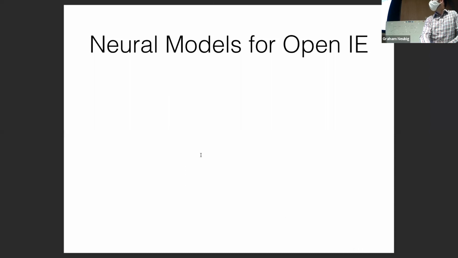There are also neural models for OpenIE. Because heuristics are still not perfect, you can get things like parsing errors, or you can have issues with things like uninformative relations like "is going to", or other things like this, which are just not very useful.